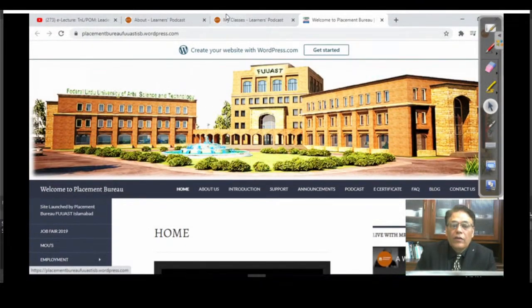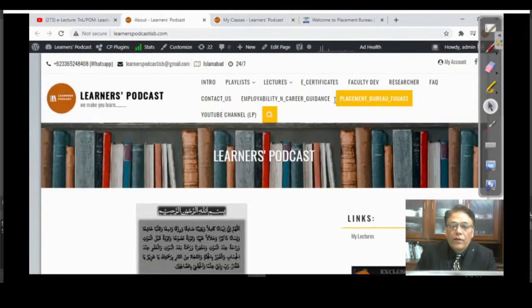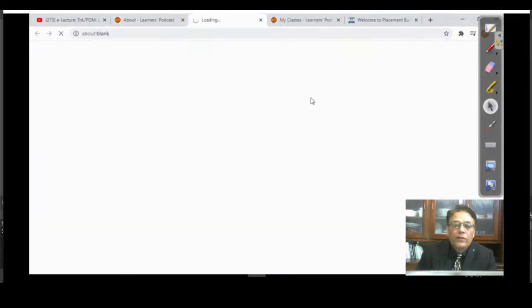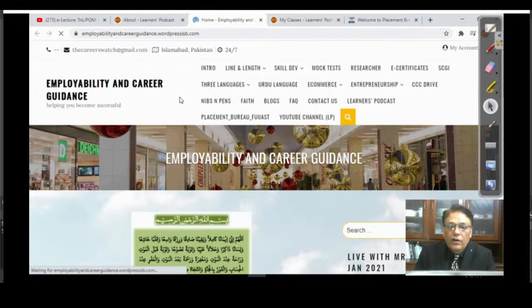Similarly, there is another resource, employability and career guidance. This is another website available for the students. Many things related to student development are present in it. So I would say that students should visit these websites for their development. You will find a lot of things there for them.